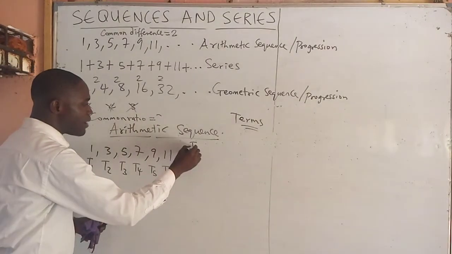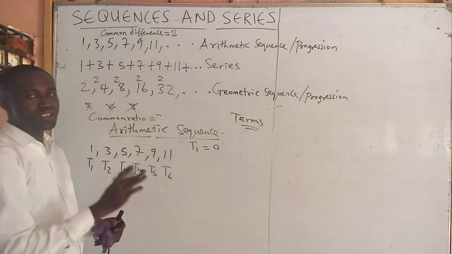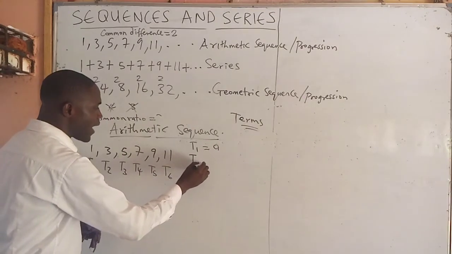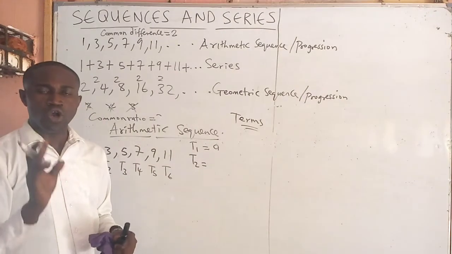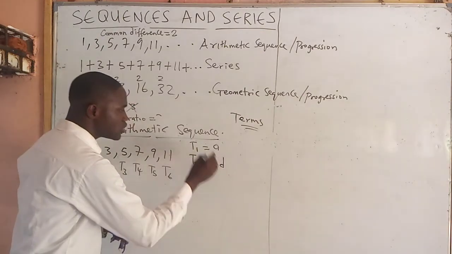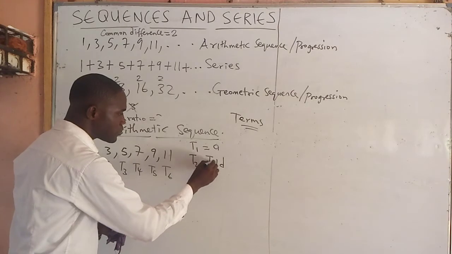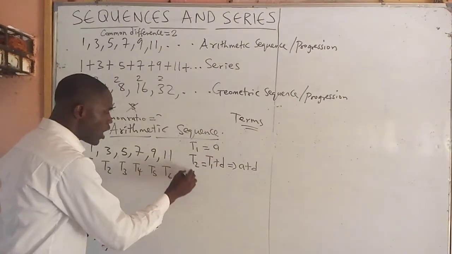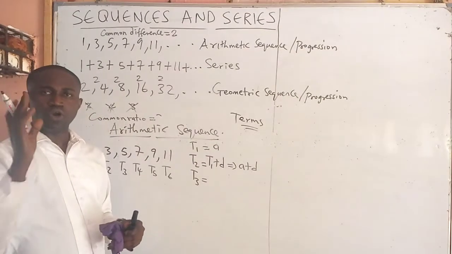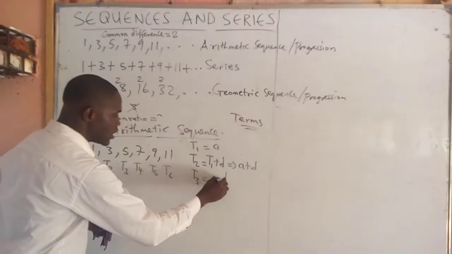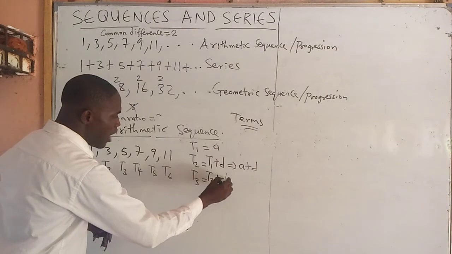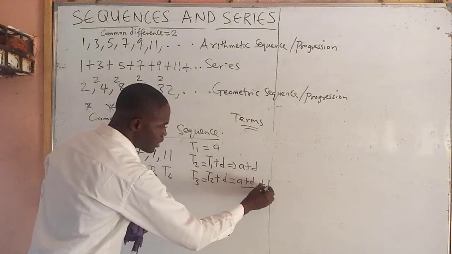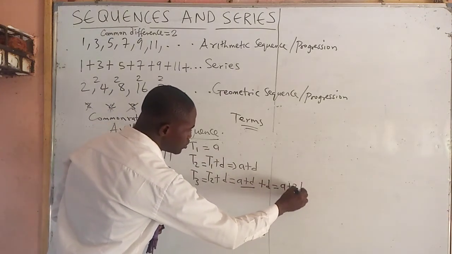Now, your first term is noted to be A. That is called first term, T1. Your second term is gotten by adding a constant number called common difference to the preceding term, which is the first term. That will be giving you A plus D. Then the third term means add the same common difference, D, to the preceding term, T2. A plus D is your T2, then you say plus another D. That will be giving you A plus 2D.